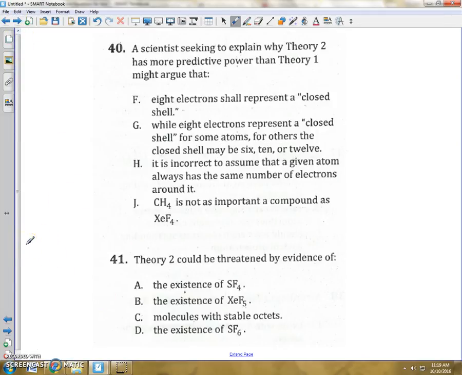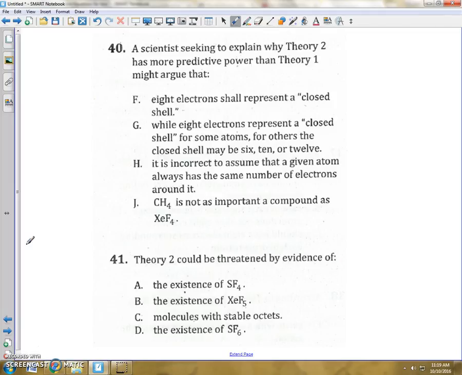40. A scientist seeking to explain why theory 2 has more predictive power than theory 1 might argue that 8 electrons always represent a closed shell. While 8 electrons represent a closed shell for some atoms, for others the closed shell may be 6, 10, or 12. It is incorrect to assume that a given atom always has the same number of electrons around it. CH4 is not as important a compound as XeF4.